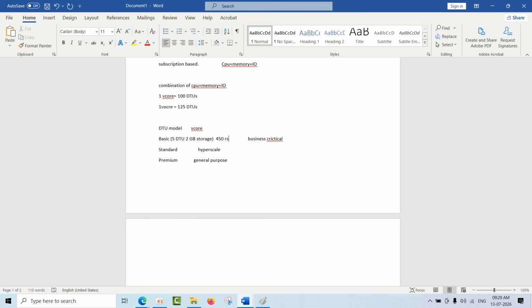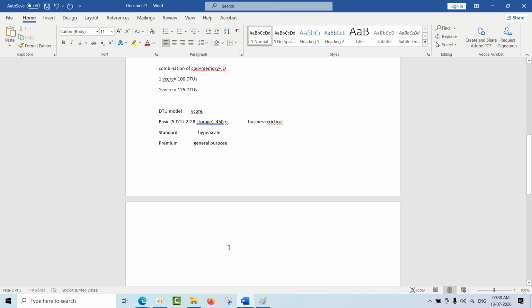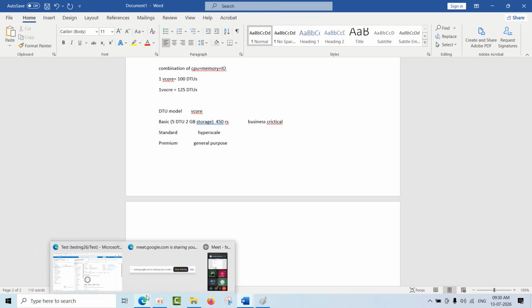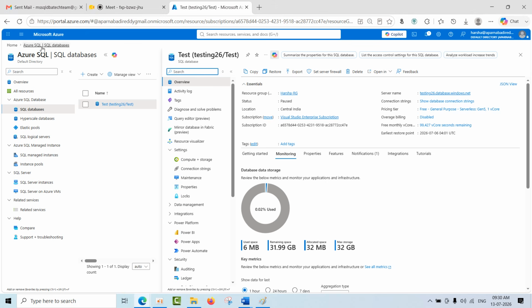So this is the cheapest model in Azure. That's the reason you don't find the DTU model in other cloud providers. You will only see vCore models. The DTU model you will find only in Azure. So today I'm going to show you how we can see this. Before that, I would like to show the limitations. First, let's see how I need to do it.